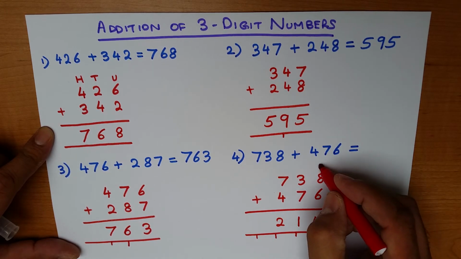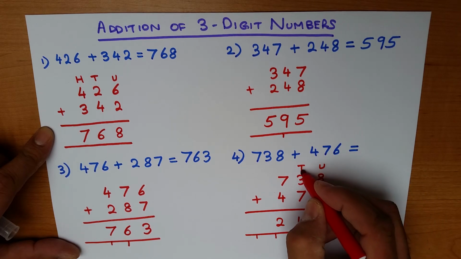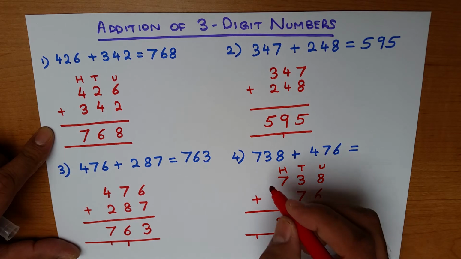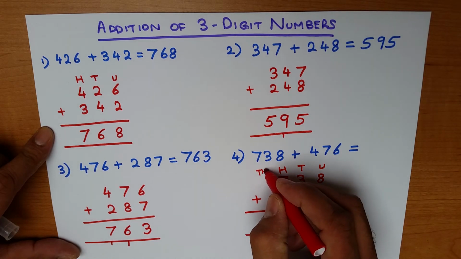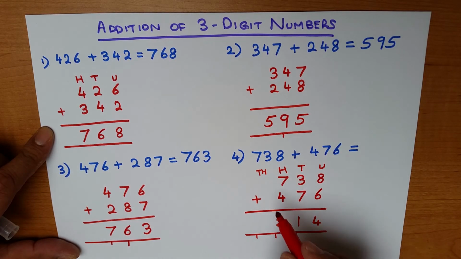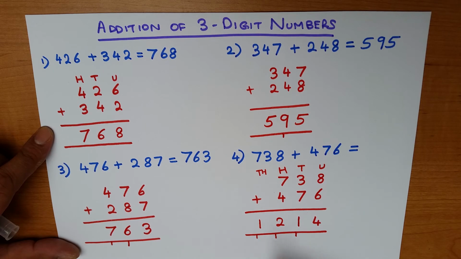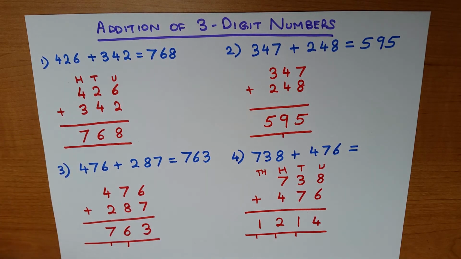Now, we've got the units column here, tens column, hundreds column, and do you know what this column will be? We can put a TH for the thousands column. There's none here, but there is one here. So the answer is 1,214. Let's write this answer down.